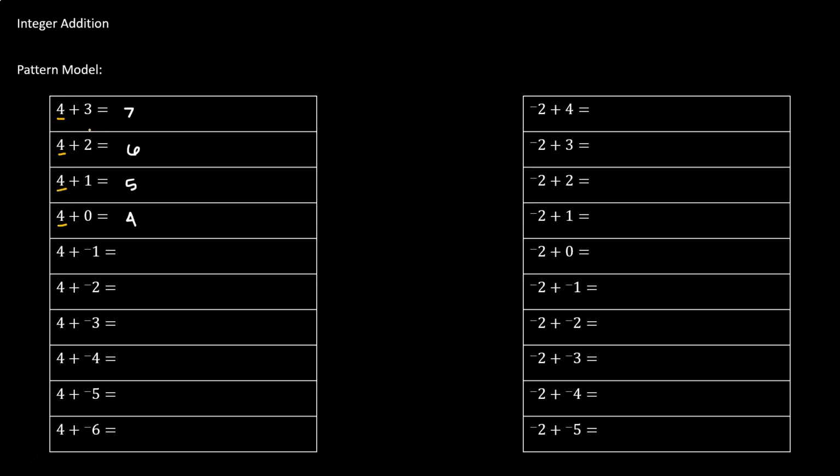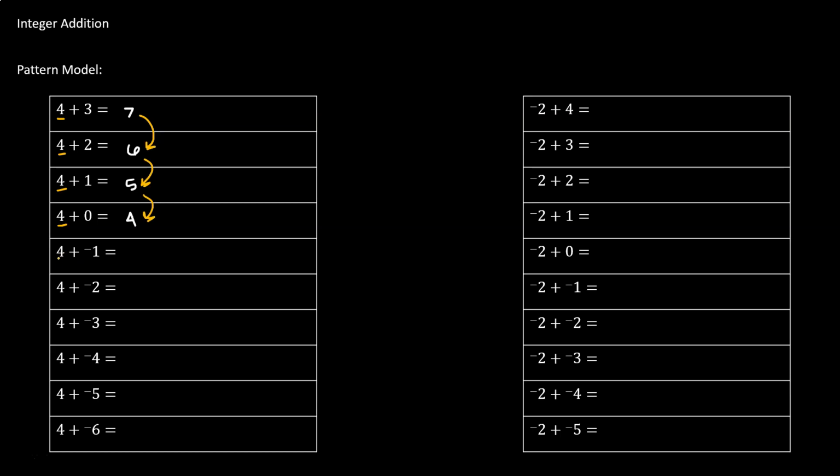But the number that I'm adding is decreasing by 1 each time. So I started off by adding 3, then 2, then 1, then 0. And look at what happened to the sum. It's counting down. 7 to 6, 6 to 5, 5 to 4.